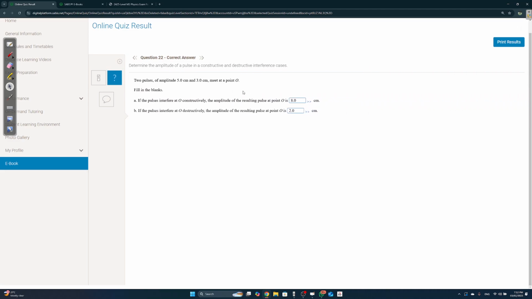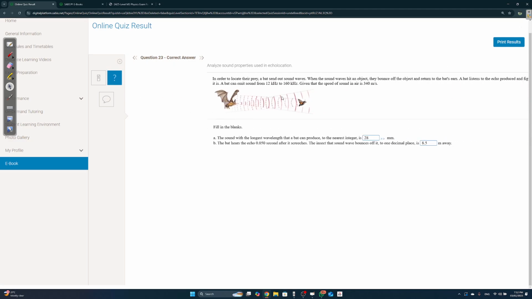Question 22. Two pulses of amplitude 5 centimeters and 3 centimeters meet at point O. If they interfere constructively, what do you do? You add them. If destructively, you subtract. It's so easy.